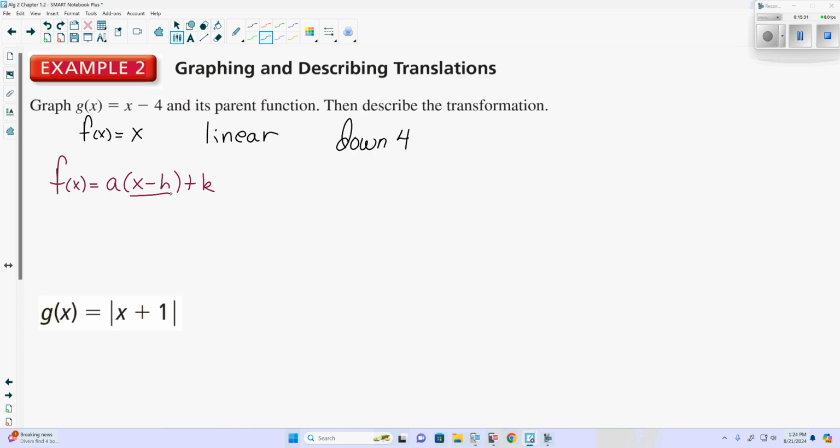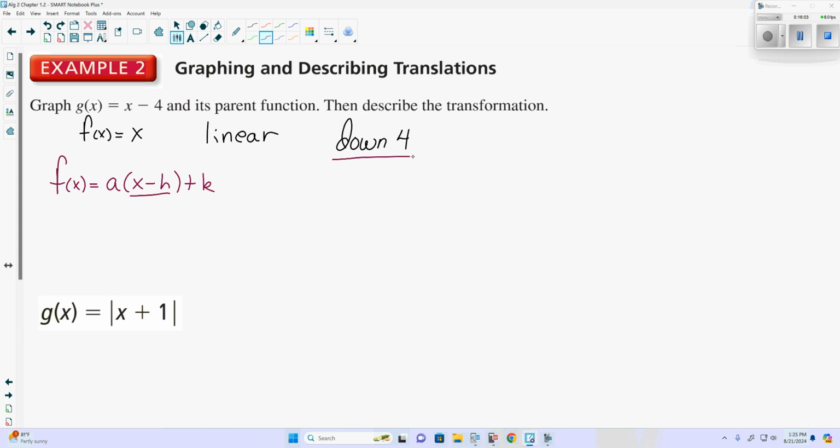All right? So our 4 is attached to which one? The K, yes? And what did we say K does? It moves the function where? Up or down? Vertical, yes? So how much are we moving it up or down? 4, because that's the value of K, yes? And it's positive or negative? Negative. So since it's negative 4, it's moving down. That's it.